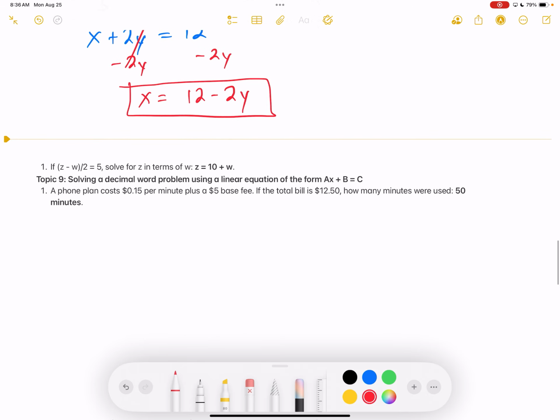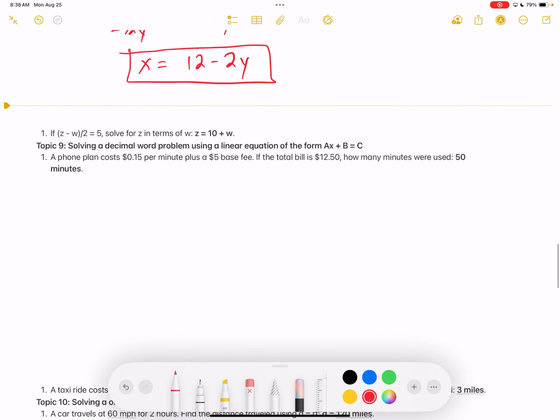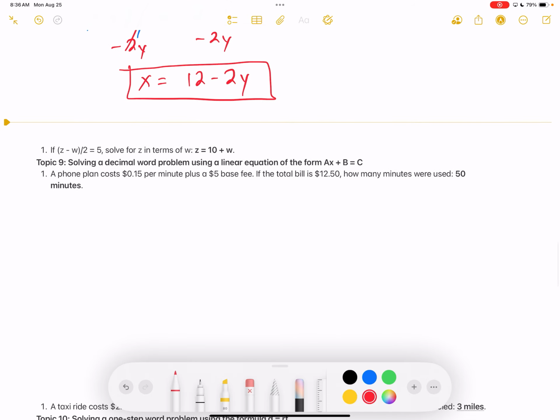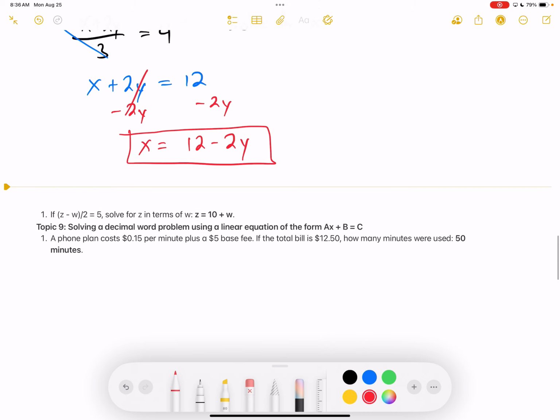The last 3 or 4 are word problems. With word problems, I'll try to show you the algebraic way, and then I'll try to show you a way of thinking through it. Some of these you can do both ways, some of these you can't.